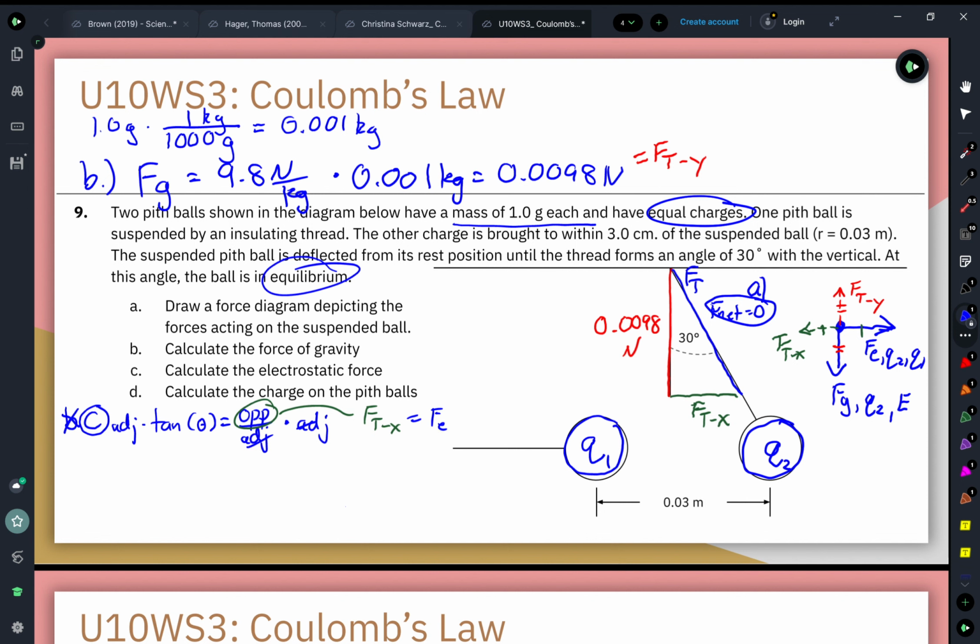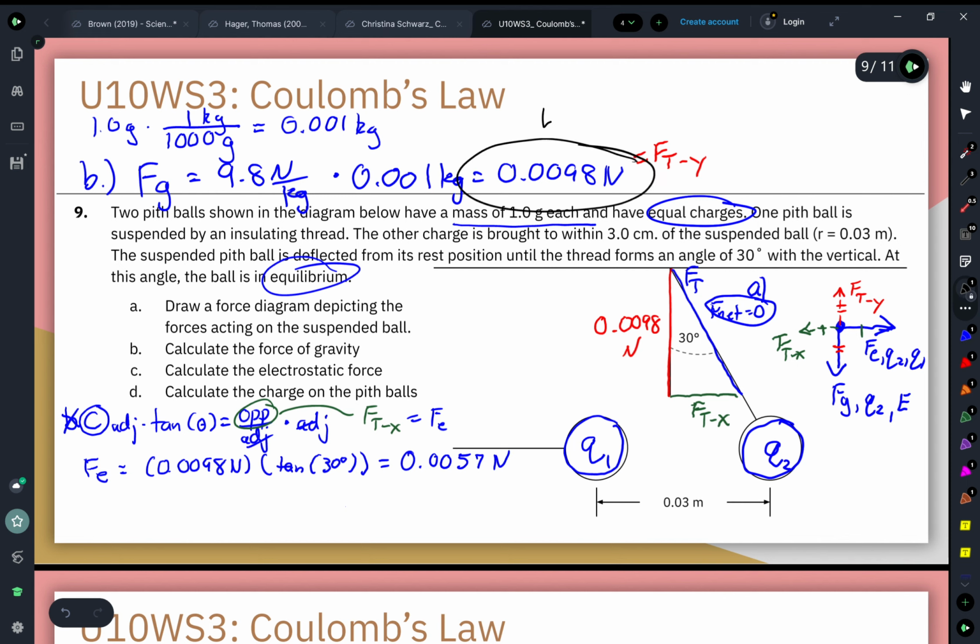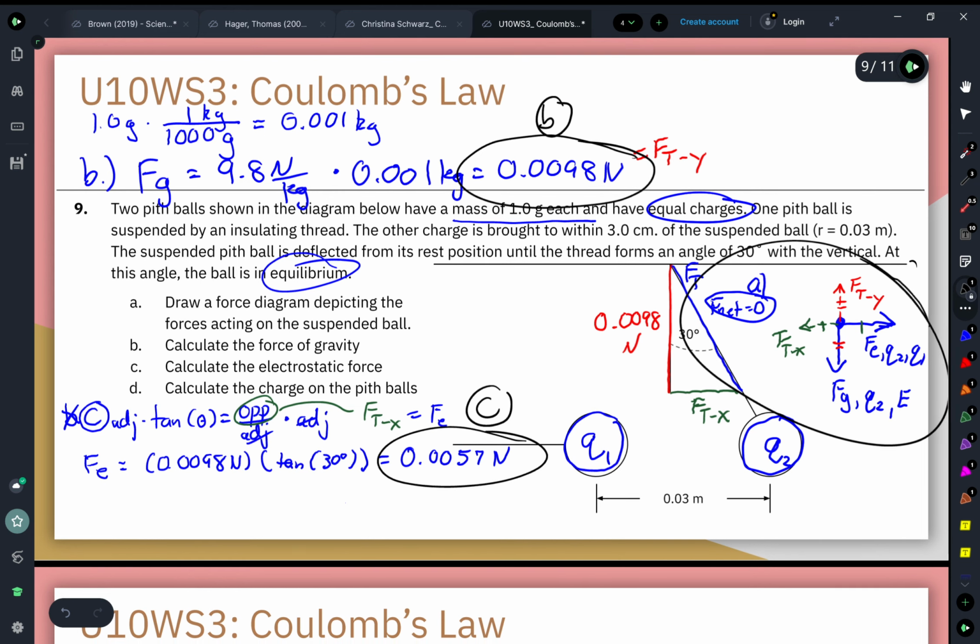So let's make sure that we can calculate that. Our electric force for part C is going to be equal to our adjacent side, the 0.0098 newtons of force, times our tangent of that 30-degree angle. And then when we look at that in a calculator, we get a value of 0.0057 newtons. Actually, I'm going to start circling things to make it easier. For part B, that's our value. Part C, this is our value. And over here is part A.